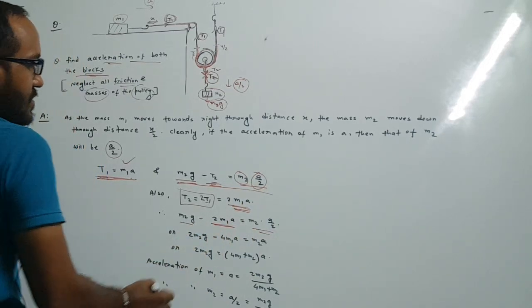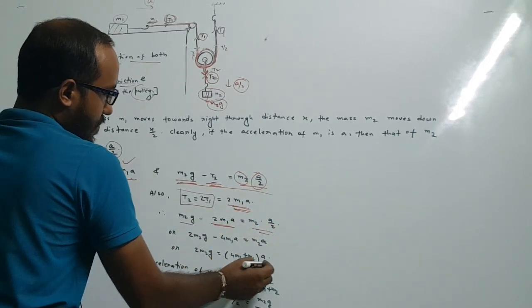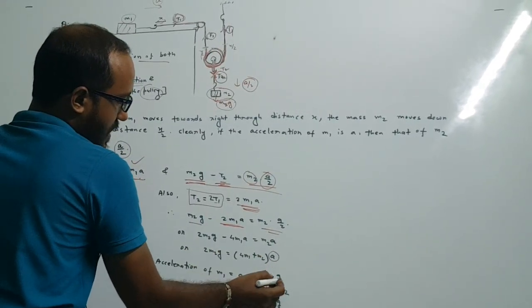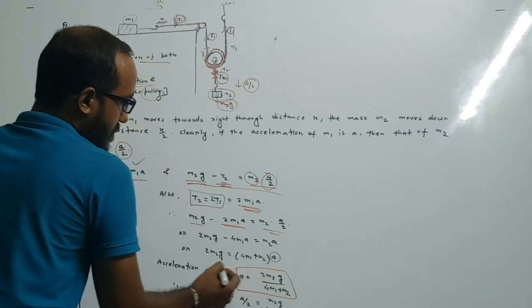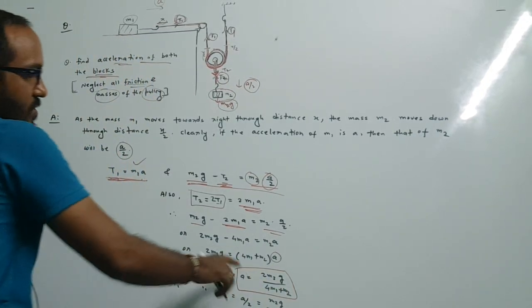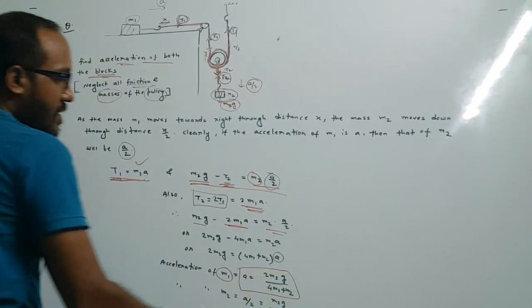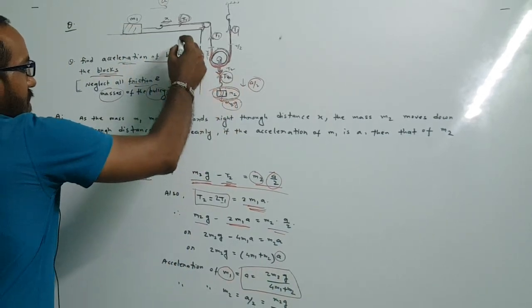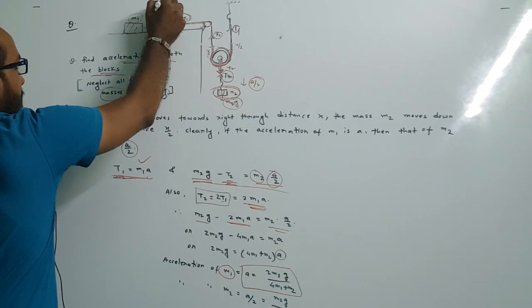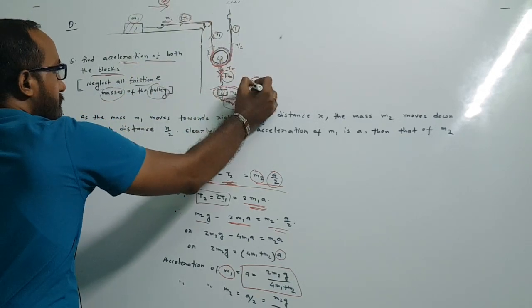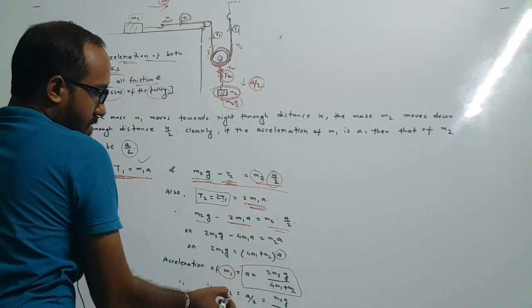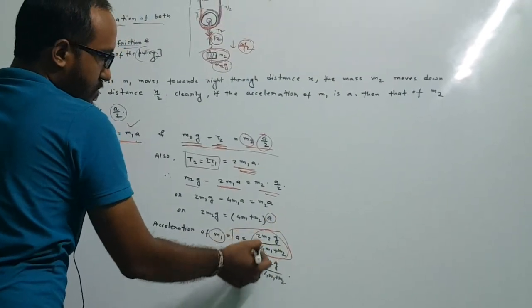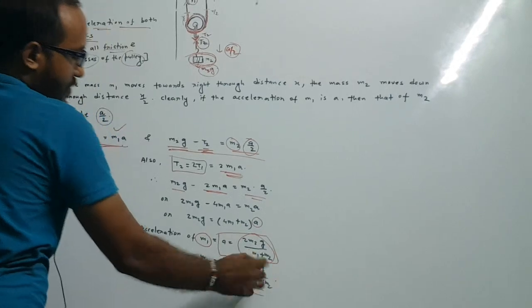Now put all the values, take the LCM, and you can see here the acceleration is 2 m2g by 4 m1 plus m2. So for mass m1, the acceleration would be 2 m2g by 4 m1 plus m2. Now what will be the acceleration of this object? You already know. If this object's acceleration is a, then this object's acceleration would be a by 2. That is this thing divided by 2, equal to m2g by 4 m1 plus m2.